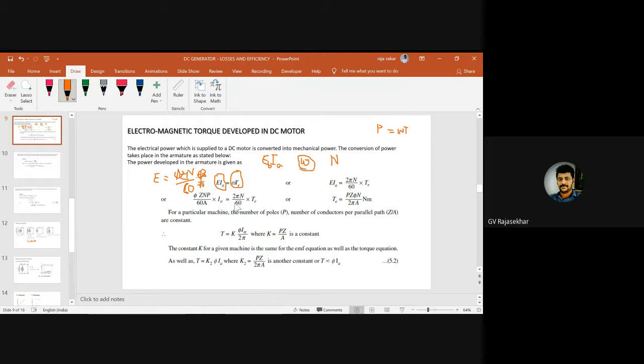If you send 60, 2 pi, n here, then what are you going to get? You are going to get some constant into phi Ia by 2 pi. T is equal to k into phi Ia by 2 pi, where k is Pz by a, so Pz by a into phi Ia by 2 pi. If you send all these quantities to this side, n will get cancelled, 60 will get cancelled. So T is equal to k into phi Ia by 2 pi.